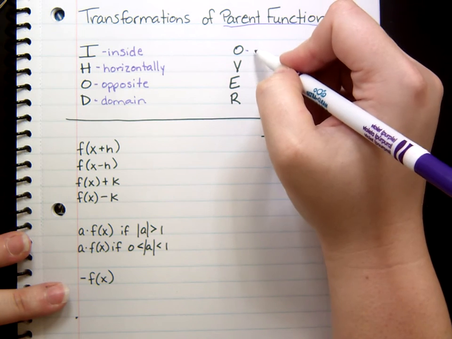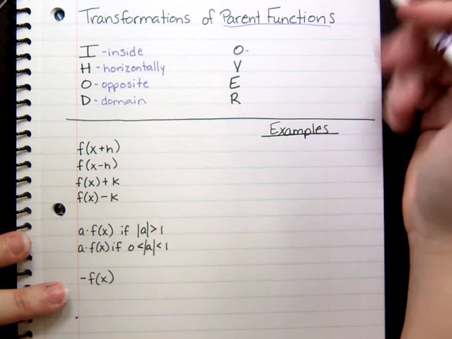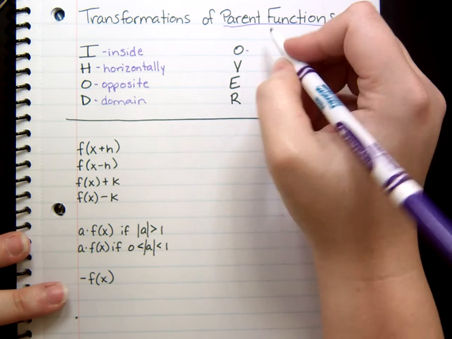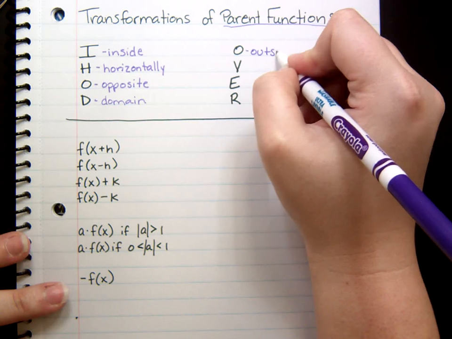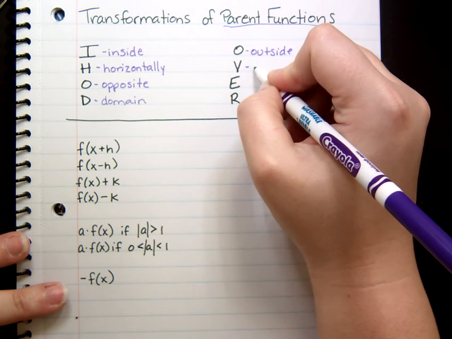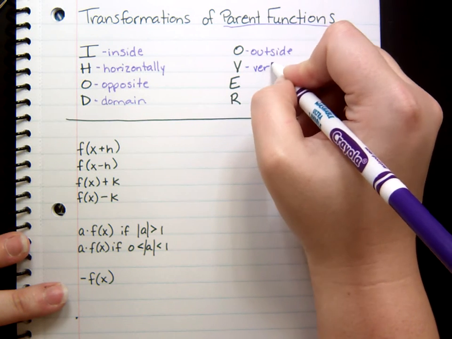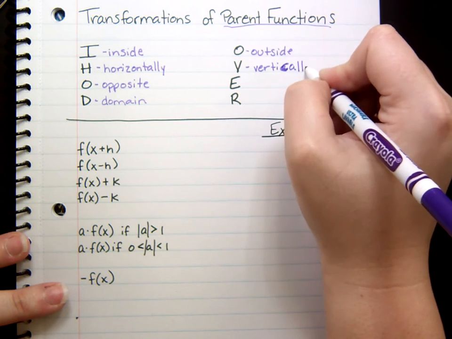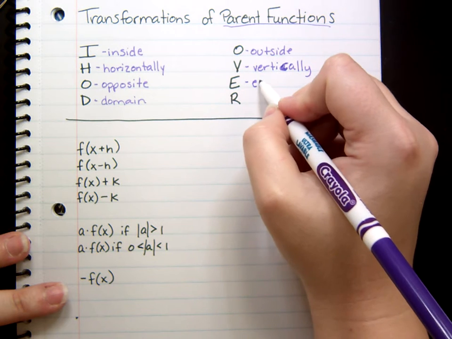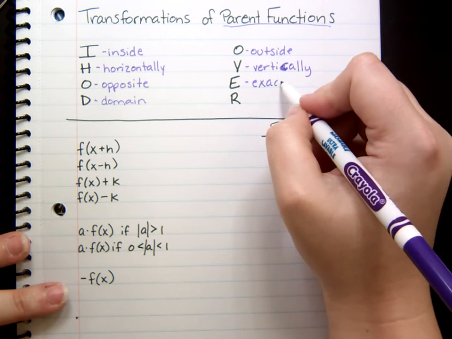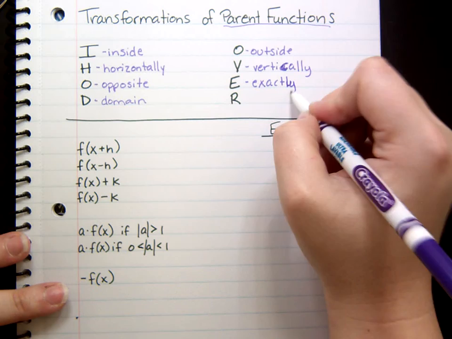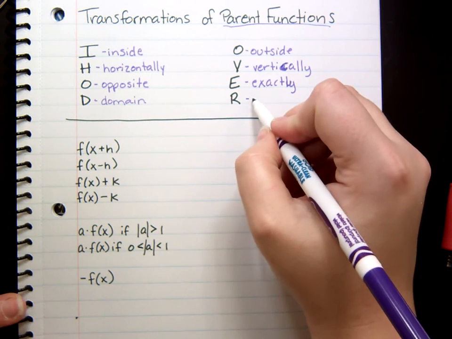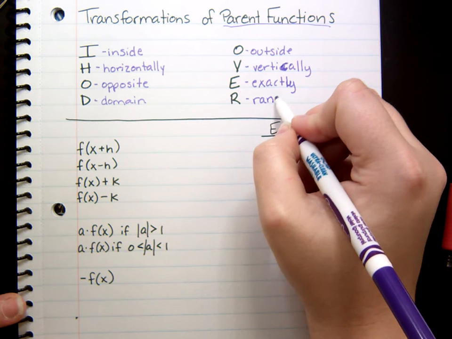If your change is outside of the function, so maybe it's outside the absolute value symbol or outside your x squared in a quadratic, if it is outside, it will move or change your graph vertically. Might help if I spell correctly. There we go. And it goes in exactly the direction you would think. So positives tend to go up, negatives tend to go down, things like that. And these can affect your range.